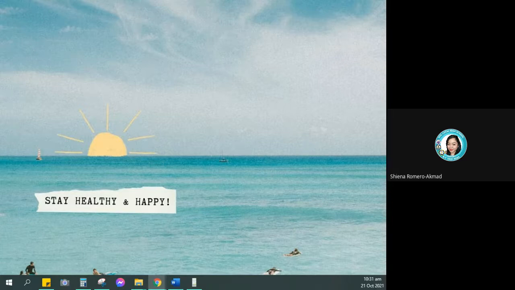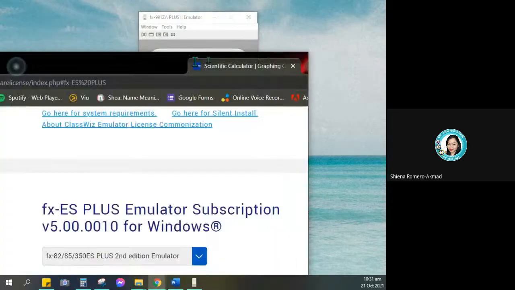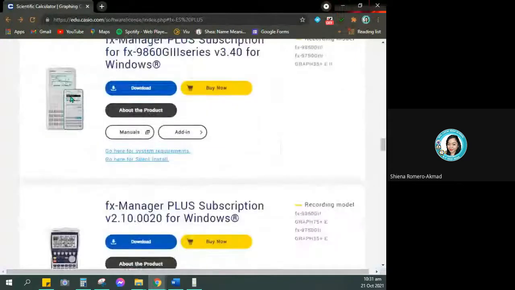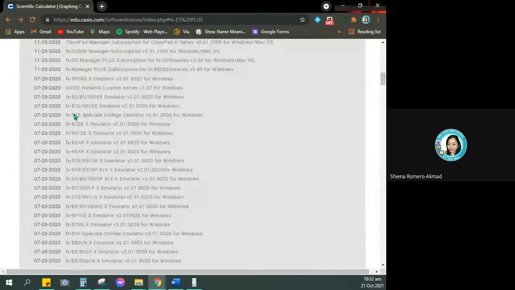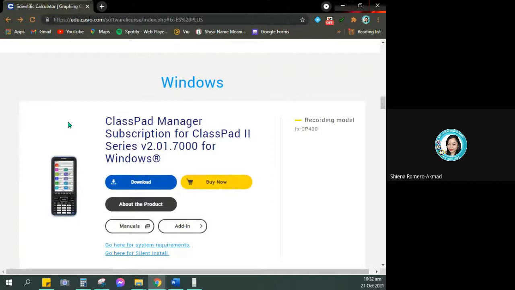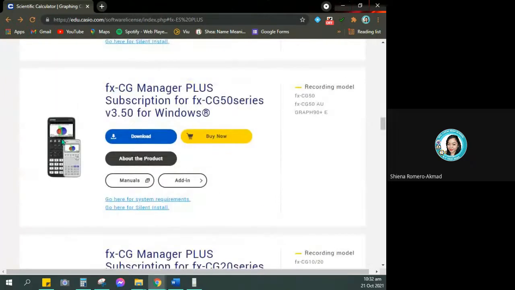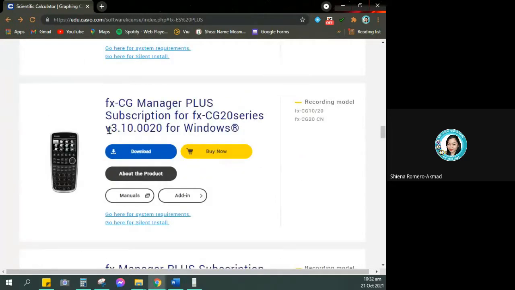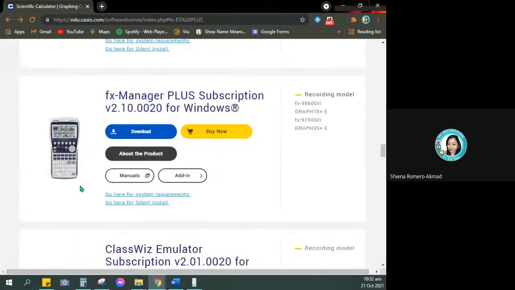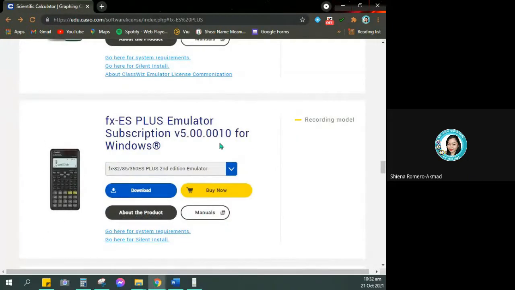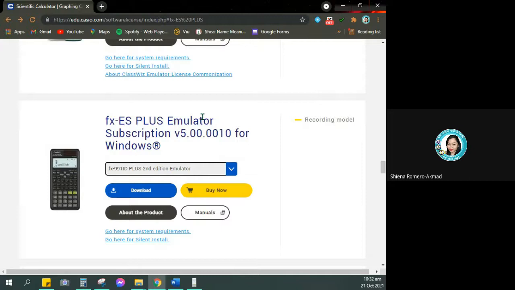Okay, so kung naka-laptop kayo at gusto nyo magkaroon ng emulator tulad nito, punta lang kayo dito sa Scientific Calculator Emulator. So, pwede kayo dyan mag-download. Yung iba may bayad, huwag niyong kunin yun, syempre. Doon kayo sa walang bayad. Ito kasi Classpad Manager. Hindi ko alam ano yan eh. Hindi ko pa yun na try gamitin. So, iba't ibang klaseng calculator yan. Dito kayo sa Scientific Calculator. Tapos, pili lang kayo dyan anong gusto nyong emulator, download nyo.